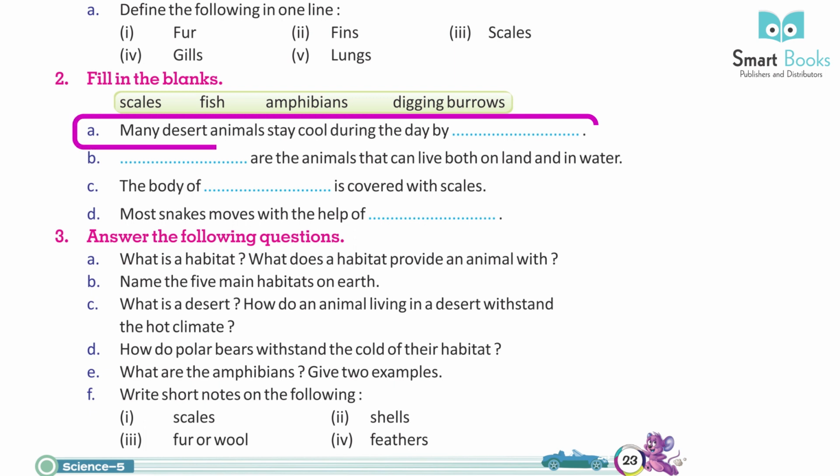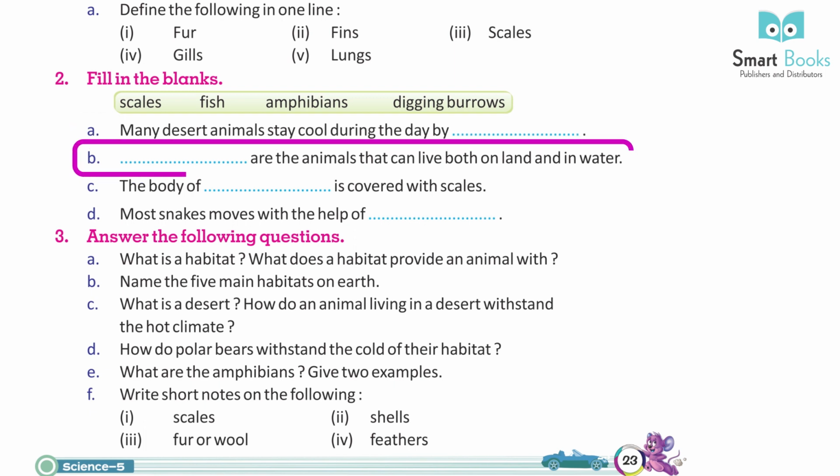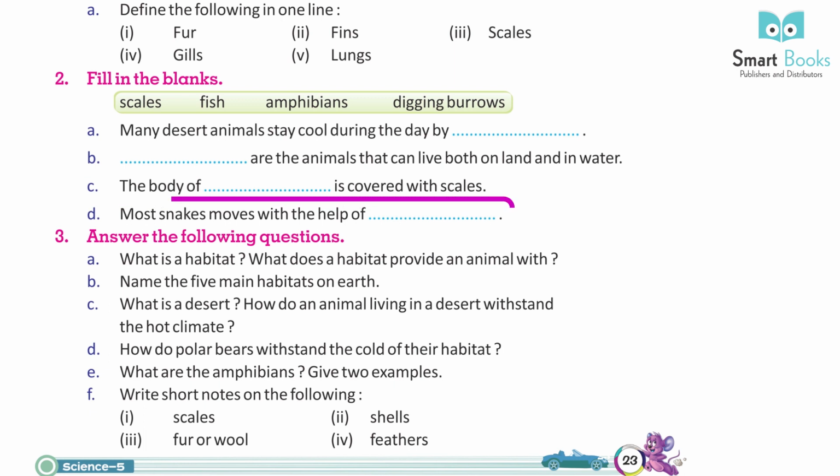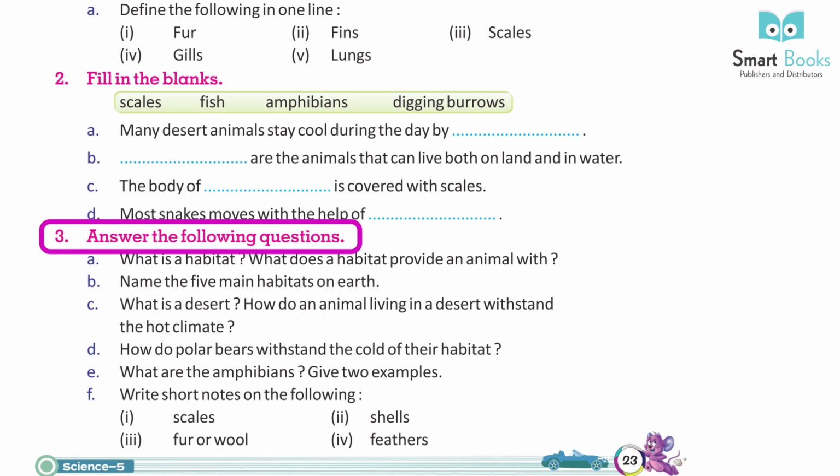A. Many desert animals stay cool during the day by dash. B. Dash are the animals that can live both on land and in water. C. The body of dash is covered with scales. D. Most snakes move with the help of dash. 3. Answer the following questions.